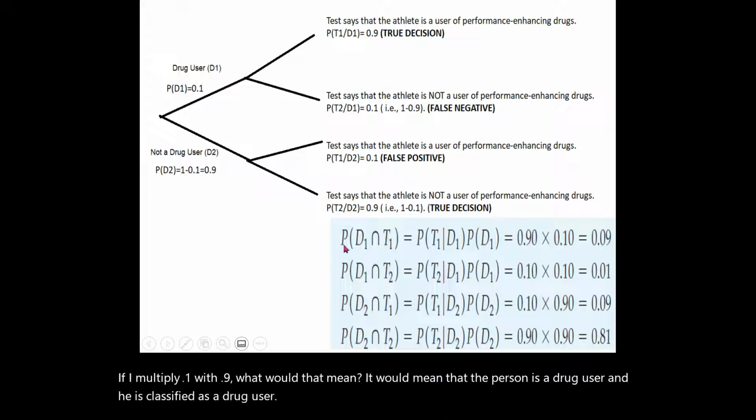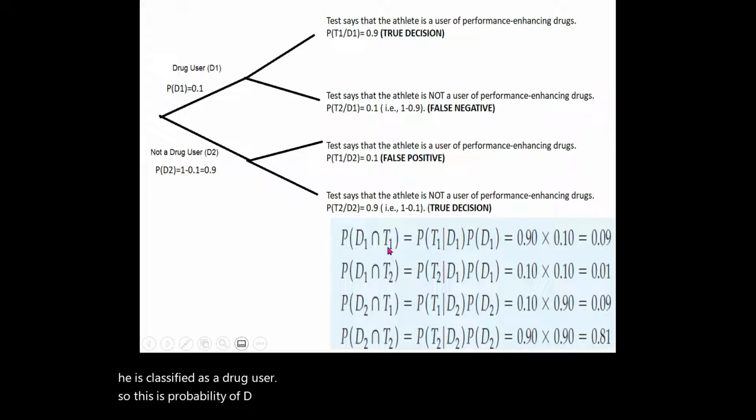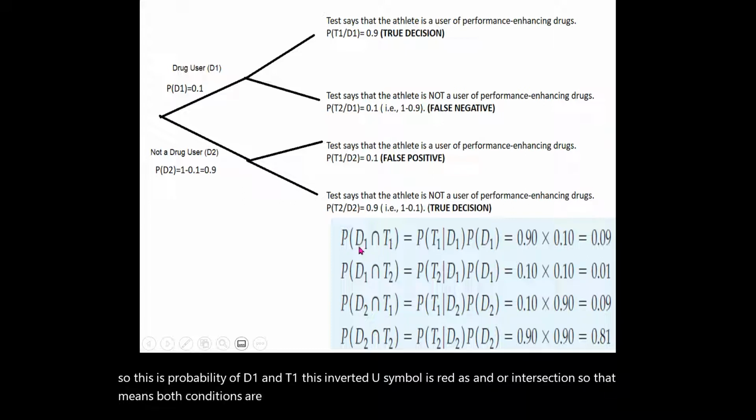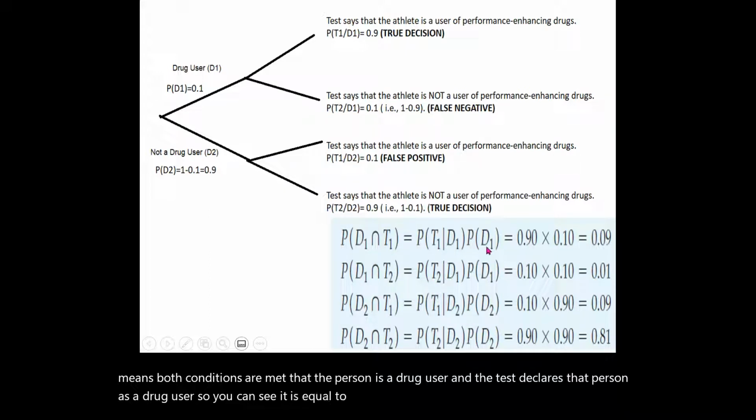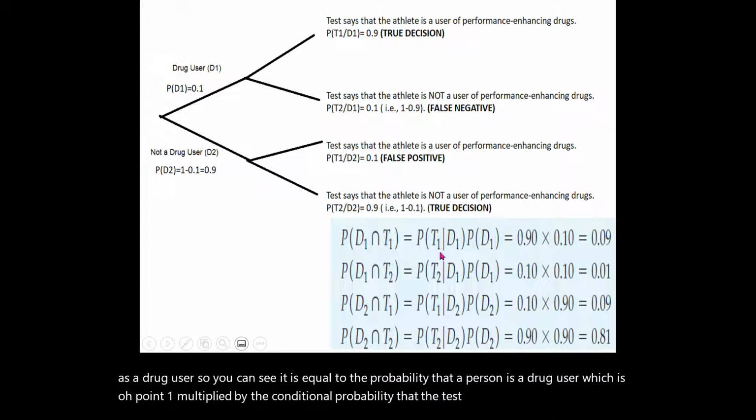So this is probability of D1 and T1. This inverted U symbol is read as AND or intersection. So that means both conditions are met, that the person is a drug user and the test declares that person as a drug user. So you can see it is equal to the probability that the person is a drug user, which is 0.1, multiplied by the conditional probability that the test declares that person as a drug user given that he was a drug user.